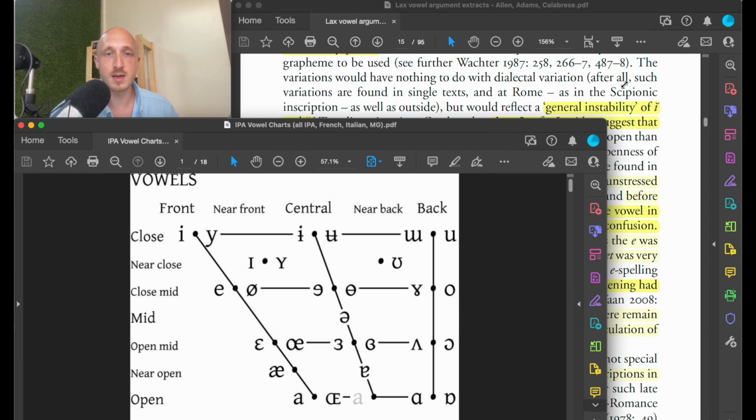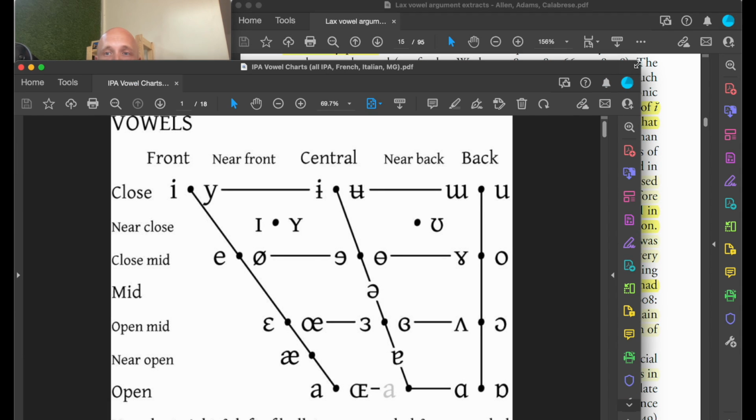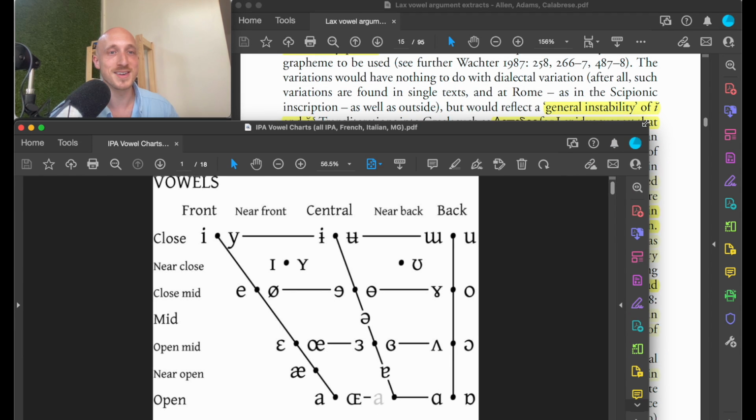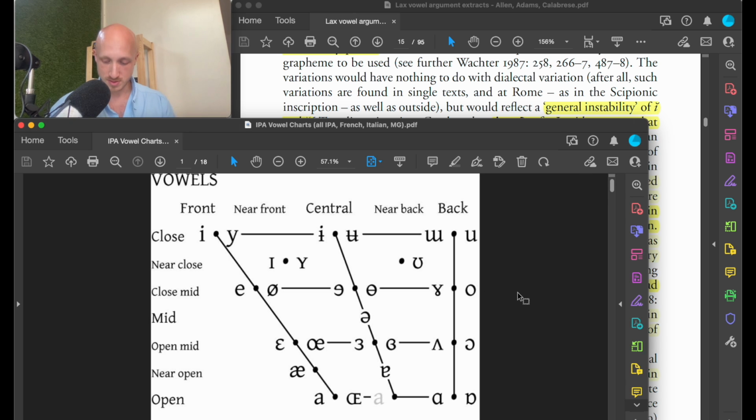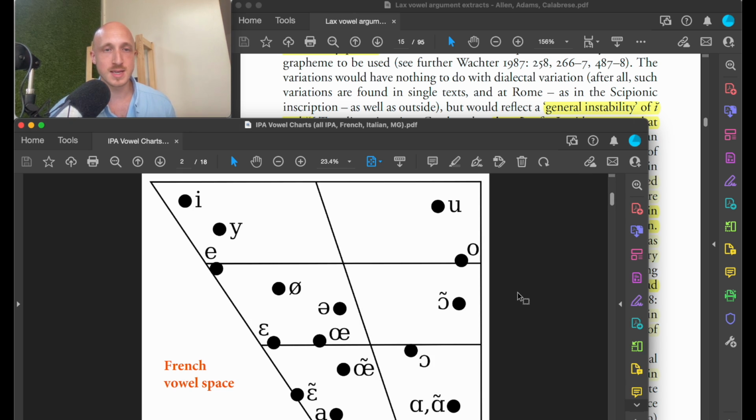And let's look at some IPA charts without covering my face. Okay, here we are. So here's, of course, the IPA vowel chart. Now, here is the vowel space of French, a little bit complicated. We have, of course, these nasal vowels and so forth. We can kind of ignore those for the moment, as interesting as they are.